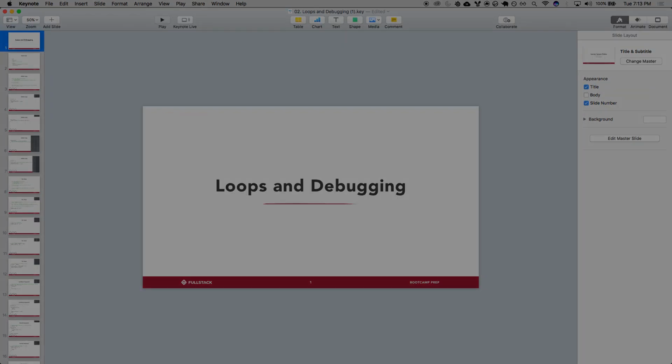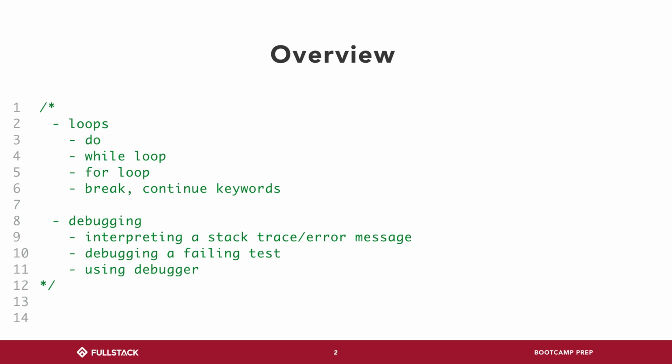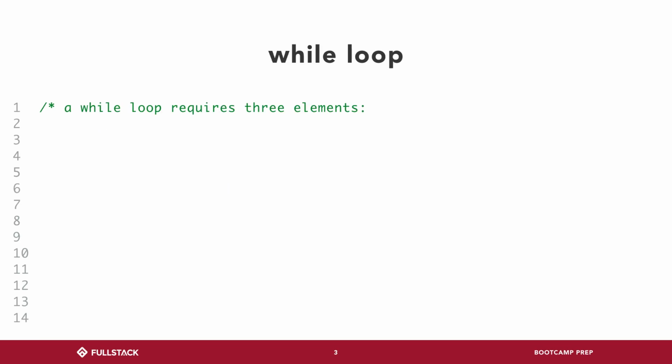All right, moving on to today's slides. We are going to talk about the do-while loop. We're going to break down the for loop a little bit more, and then we're going to talk about certain keywords that give us some additional functionality to be flexible inside of our loops. After that, we will go over some debugging concepts and how to read an error message.